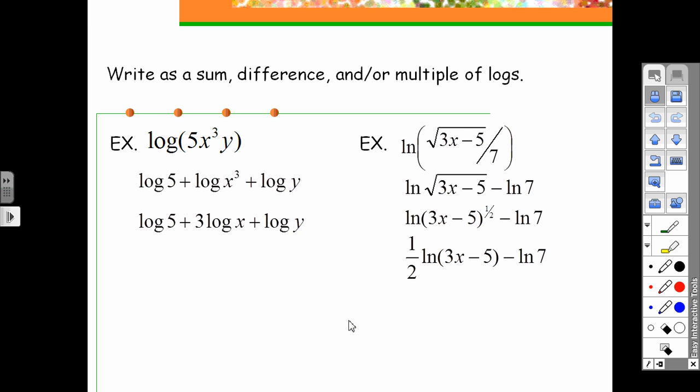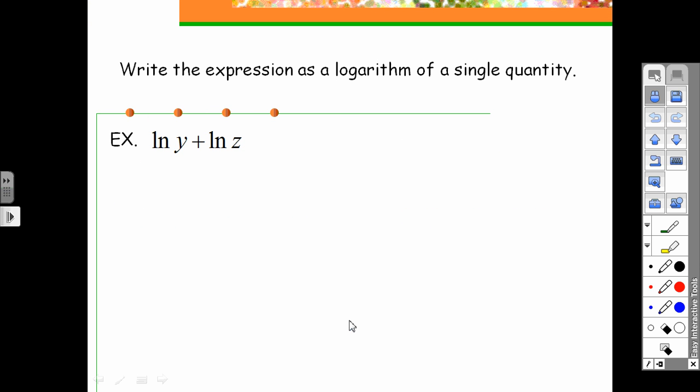Okay, let's try going the other way. So what if they give you something where it's a sum or a difference or a multiple of logs, and you needed to write it as one single logarithm. So you'd have to recognize that since these are being added, I'm actually going to multiply y and z together. So I'm actually just taking the natural log of the product of y and z.